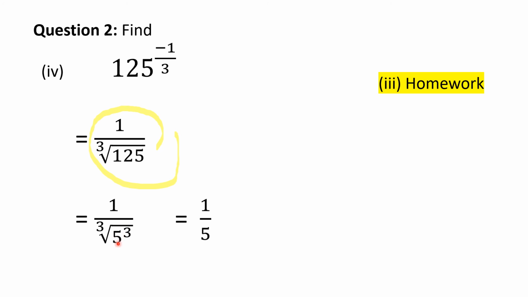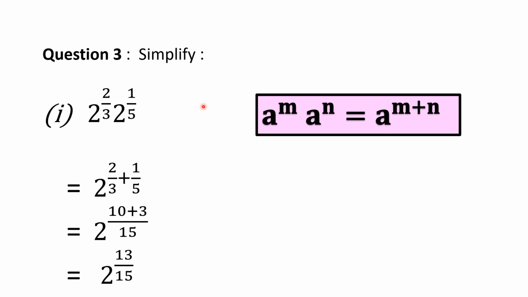So cube root of 125 is 5 cube, right? 125 can be written as 5 cube. So cube root and cube cancel each other. So cube root of 125 is 5, right? So 1 by 5. So this is your simplified answer, okay? So that is your answer. Now the same way you have to do 3 as a homework, so that you'll be able to learn from that homework, okay?